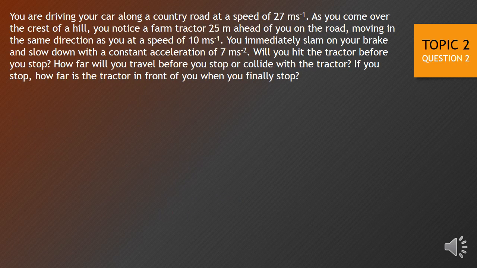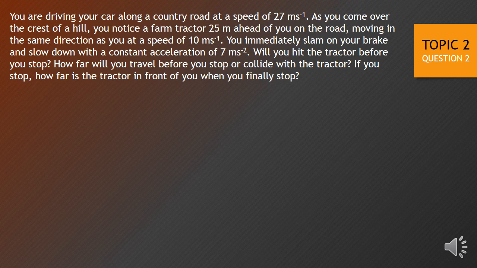Okay, second question for the second topic. This one is fairly long. You are driving a car along a country road at a speed of 27 meters per second. As you come over the crest of a hill, you notice a farm tractor 25 meters ahead of you on the road, moving in the same direction as you at a speed of 10 meters per second. You immediately slam on your brake and slow down with a constant acceleration of 7 meters per second square. Will you hit the tractor before you stop? How far will you travel before you stop or collide with the tractor? And if you stop, how far is the tractor in front of you when you finally stop? So there are 3 questions that you have to answer.